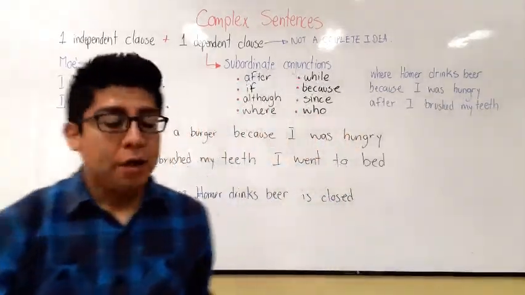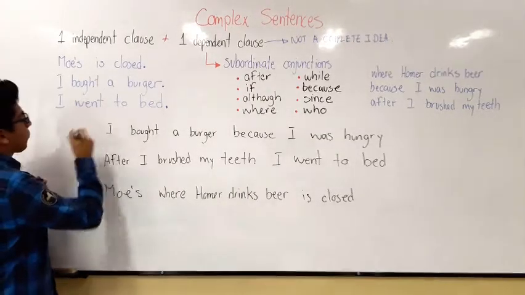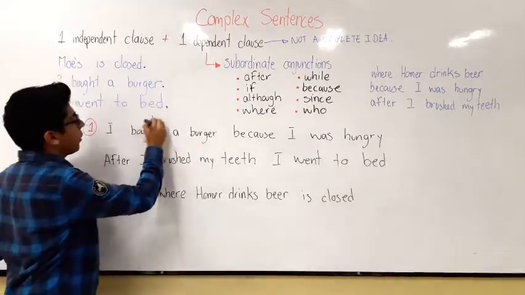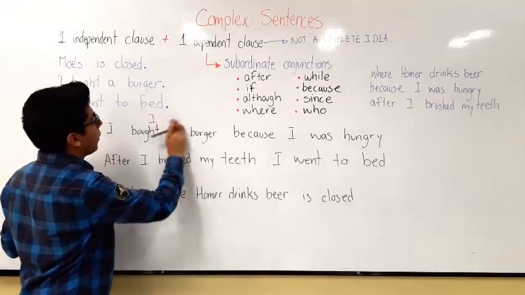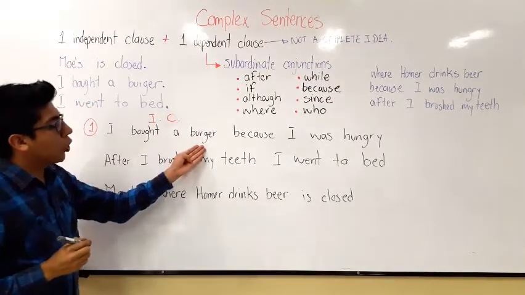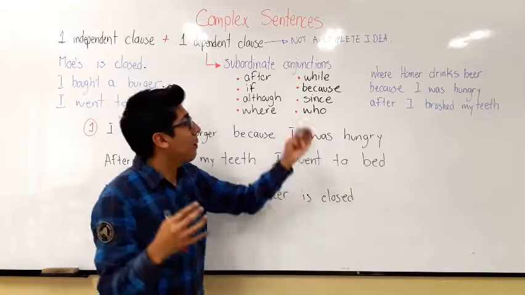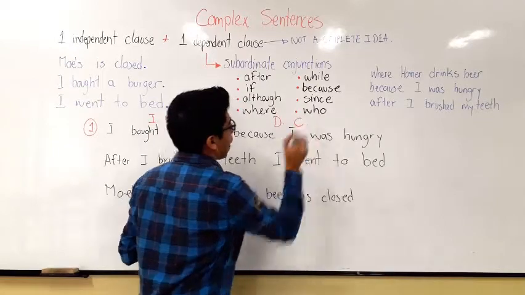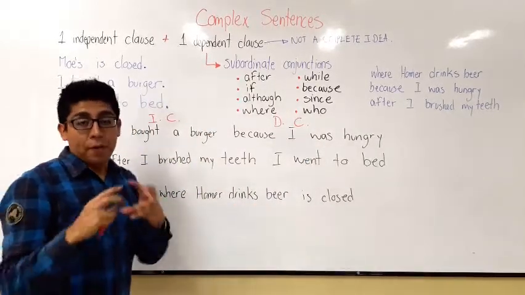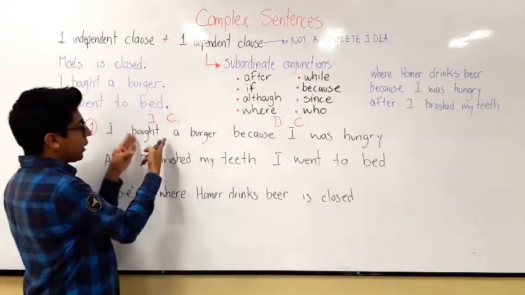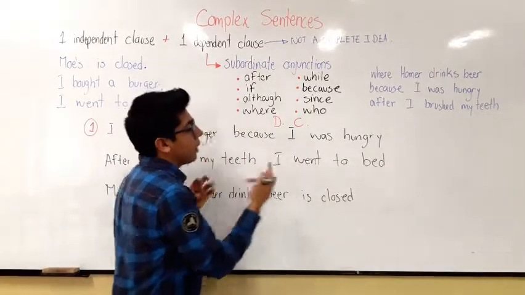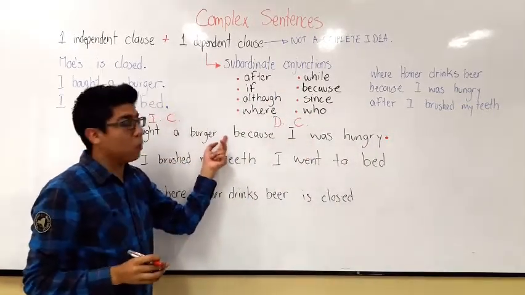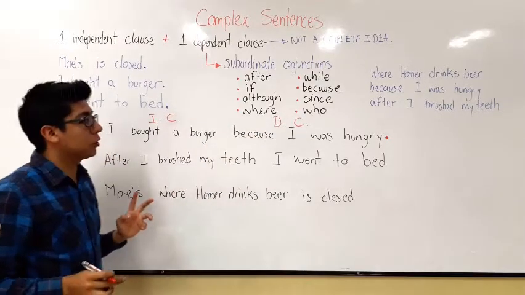So let's start. First case, okay? I have here, I bought a burger. So this is my independent clause, all right? And then I'm going to add my dependent clause. So I'll say, because I was hungry. Now, the punctuation, when I have an independent clause and then my dependent clause, is just a period at the end, okay? No commas here, no commas before the subordinate conjunction.